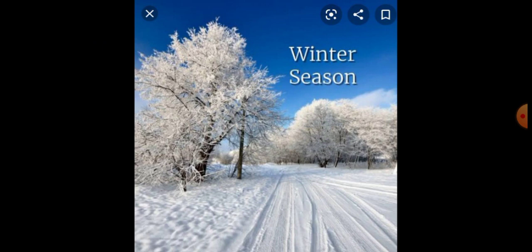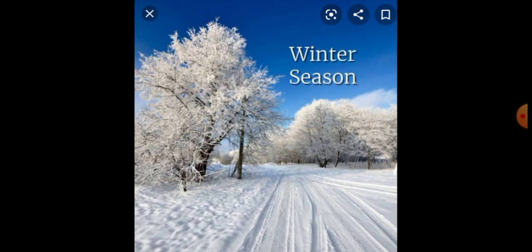How is the winter season caused? Winter is caused by the axis of the earth in the hemisphere being oriented away from the sun. During the winter season, we have colder weather, and sometimes snow and frost also.